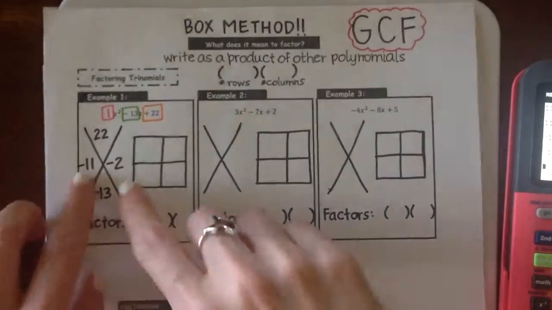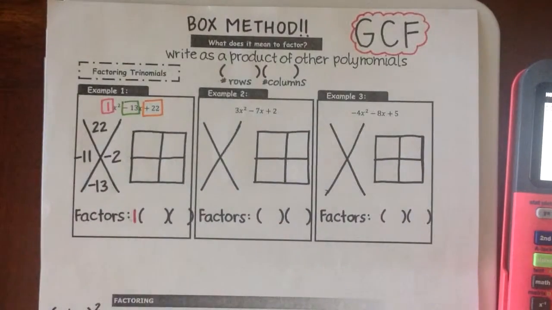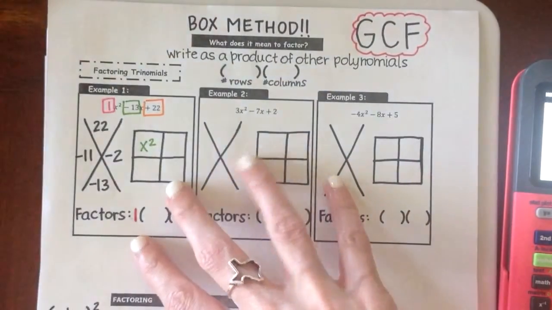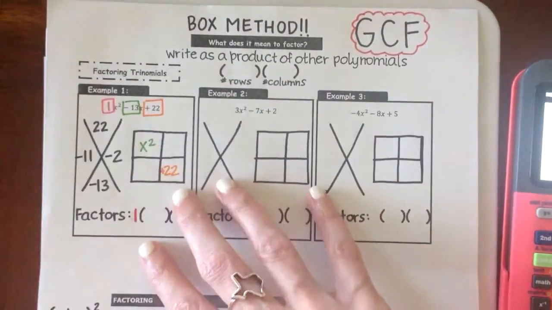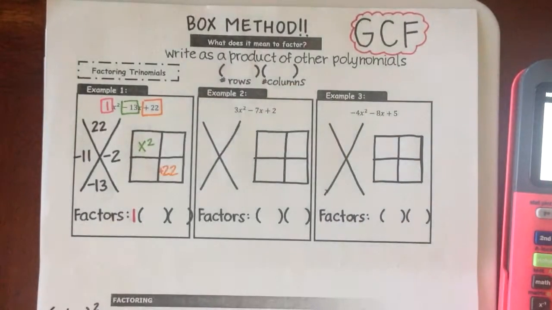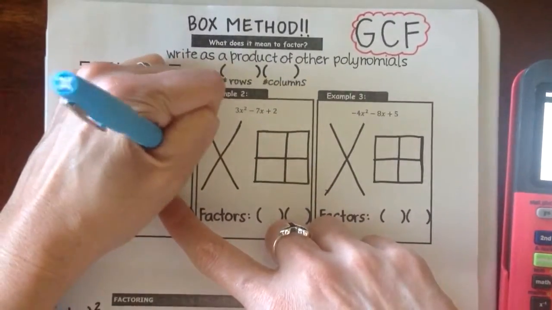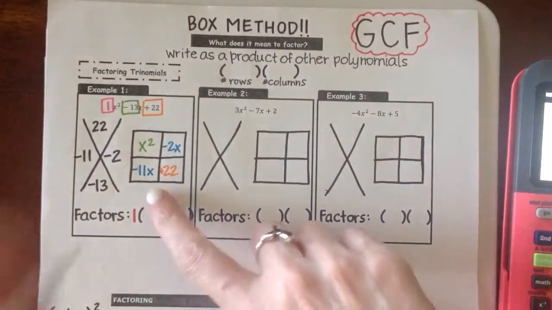So you always want to check your side answers in your X puzzle that they multiply and add to the correct numbers. So now the first thing I'm going to do is write my first term, which is x squared here, and I'm going to write my constant in the bottom right box, positive 22. And now I know how I'm going to split up that negative 13x. It is actually going to be split up into negative 11x and negative 2x. And now that I know all my boxes, I'm going to work backwards using my multiplication skills, and I'm going to figure this out.